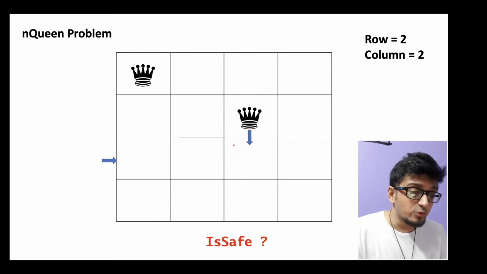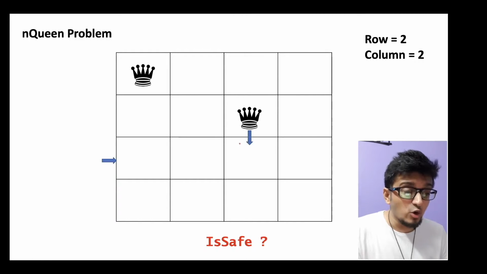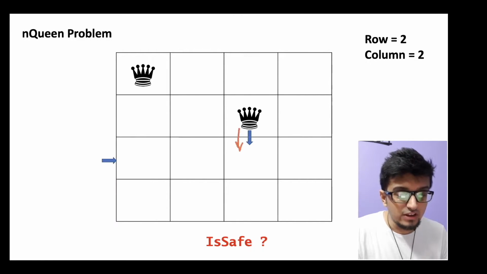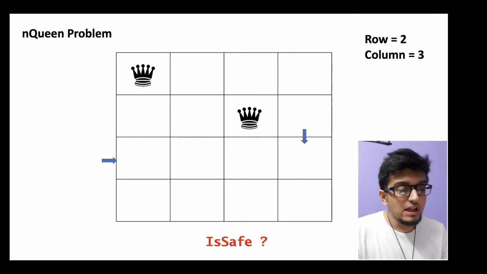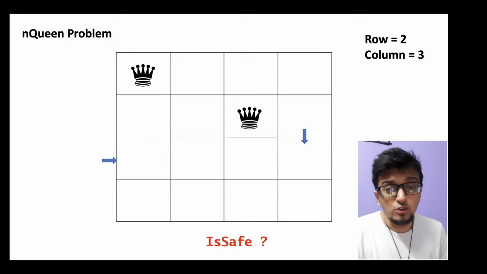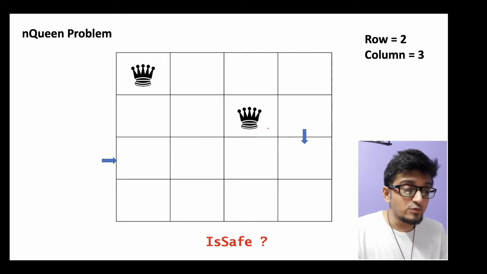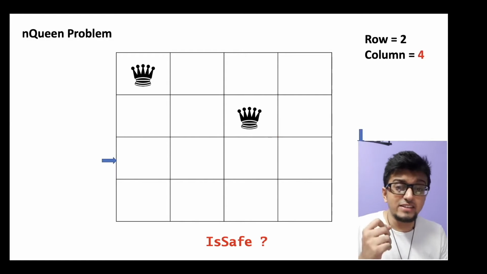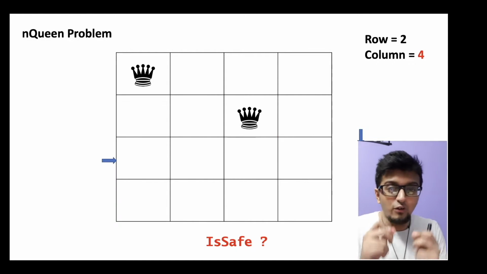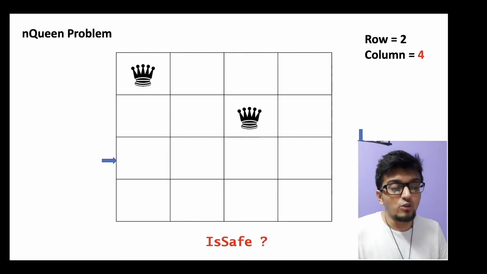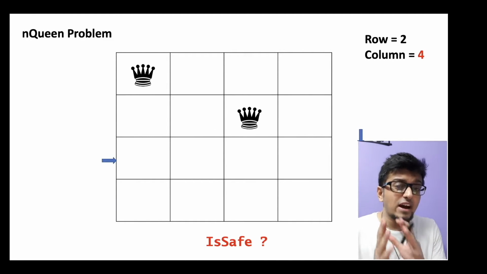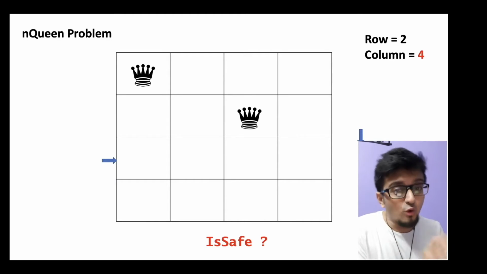In this position also it is not safe, since at the top we have an attacking queen. So we'll move forward again, and similarly here we cannot place another queen, since this queen is already placed in an attacking position. We move forward again, and here you can see we are getting out of range of our chessboard, which means it is not possible to place a queen in this entire row.